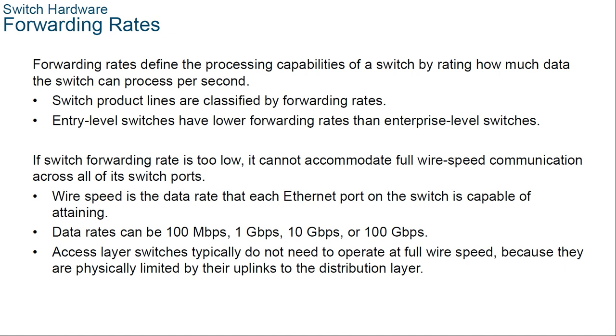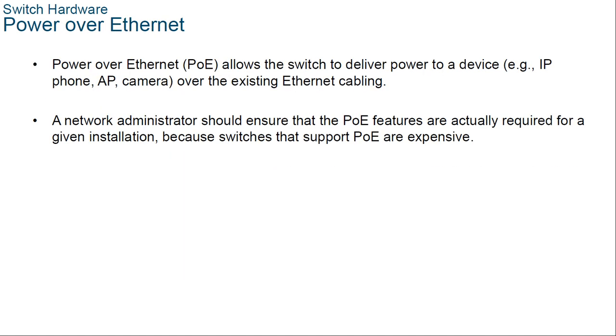Access layer switches typically do not need to operate at full wire speed because they are physically limited by their uplink to the distribution layer. So in the distribution layer, we can set it.